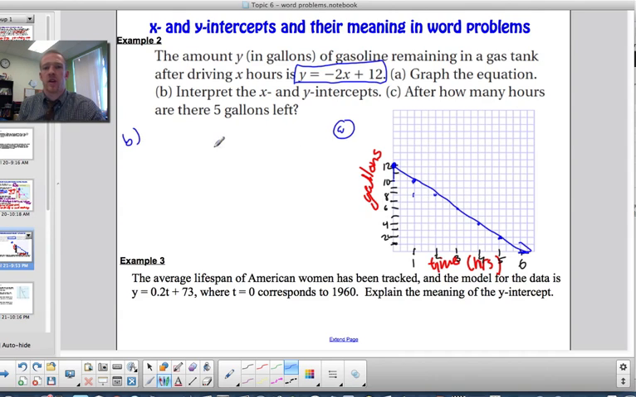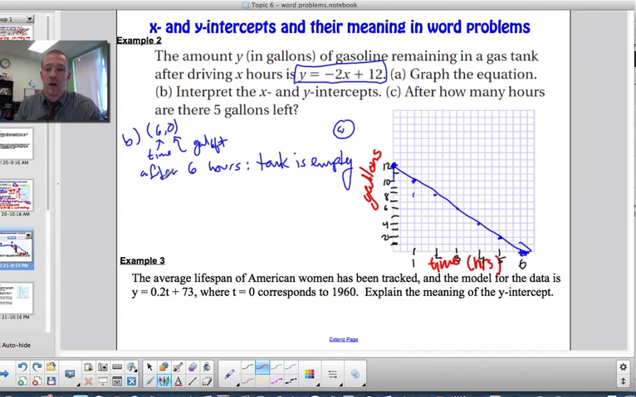It says interpret the x and y intercepts. So the x-intercept is down here. That's the point 6, 0. And remember, our x's stand for time. So that's time. And this is gallons left. So that means after 6 hours, the tank is empty.